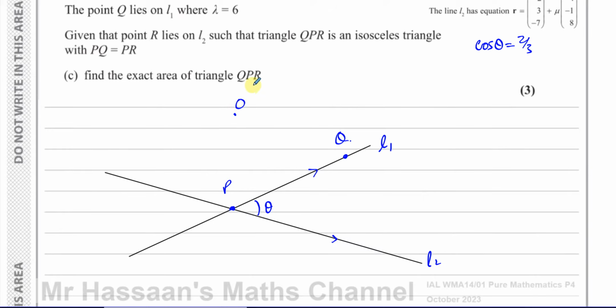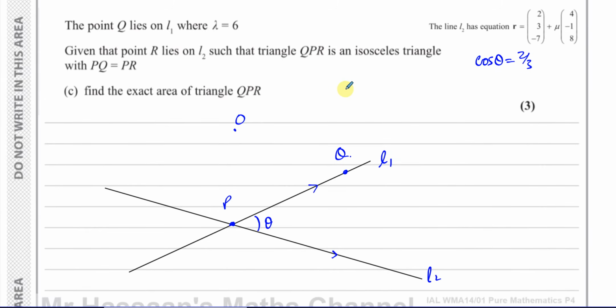This is O. It says, given that point R lies on L2 such that the triangle QPR is an isosceles triangle with PQ equals PR. So there's a point R which is on this line, line 2, such that this distance is the same as that distance. PQ and PR are the same distance, because this is an isosceles triangle. So this length and this length are the same length.